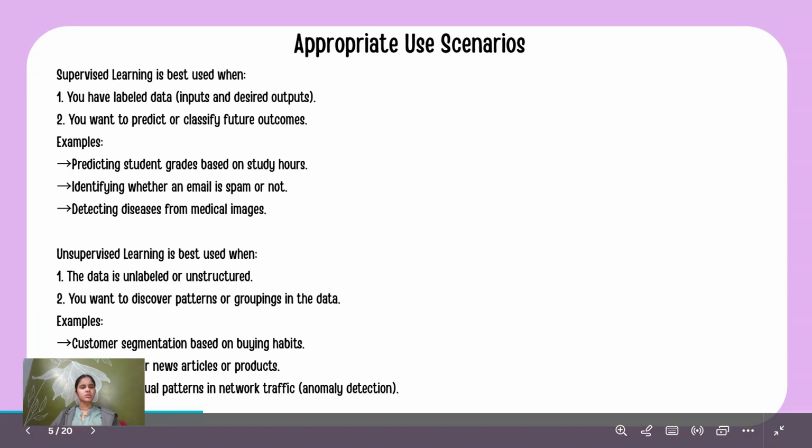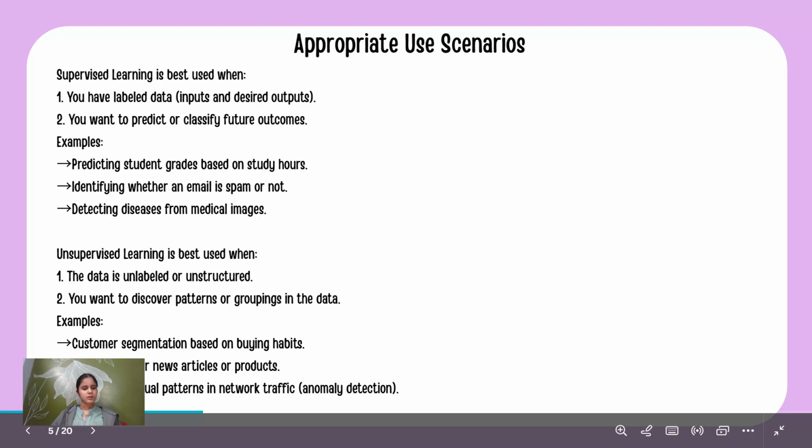Appropriate use scenarios. Supervised learning is best used when, first, you have labeled data with input and desired output. Second, you want to predict or classify future outcomes. Examples are predicting student grades based on study hours, identifying whether an email is spam or not, or detecting diseases from medical images. Unsupervised learning is best when the data is unlabeled and unstructured.